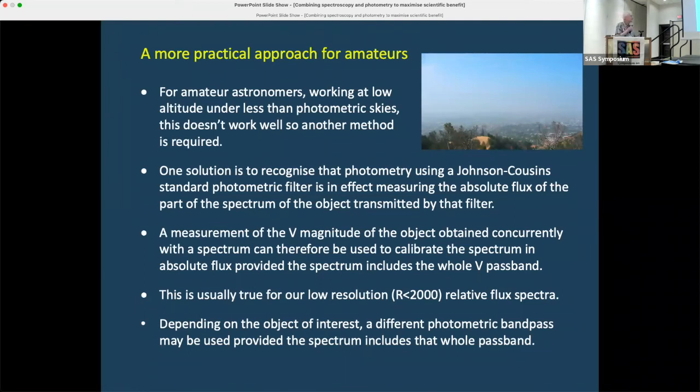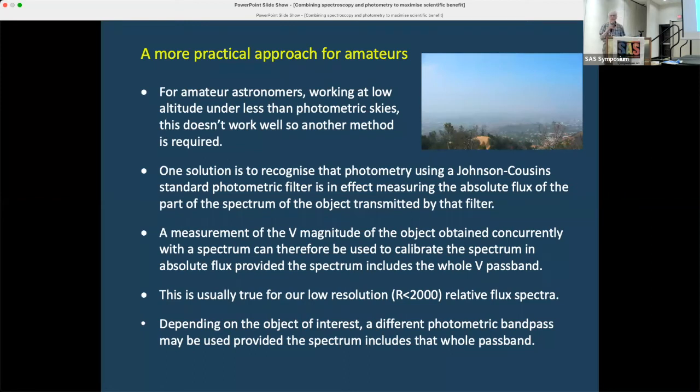One solution is to recognize that photometry using Johnson-Cousins standard photometric filters is in effect measuring the absolute flux of the part of the spectrum of the object being transmitted by the filter. You have to calibrate your filter to do that, but you do in fact have an absolute flux measurement with regular photometry. So a measurement of the V magnitude of an object obtained concurrently with the spectrum could be used to calibrate that spectrum in absolute flux, provided you cover the whole V filter passband, and that's an important point to bear in mind. But for much of the lower resolution spectra that amateurs are collecting, that isn't a problem. We usually cover that whole V passband.